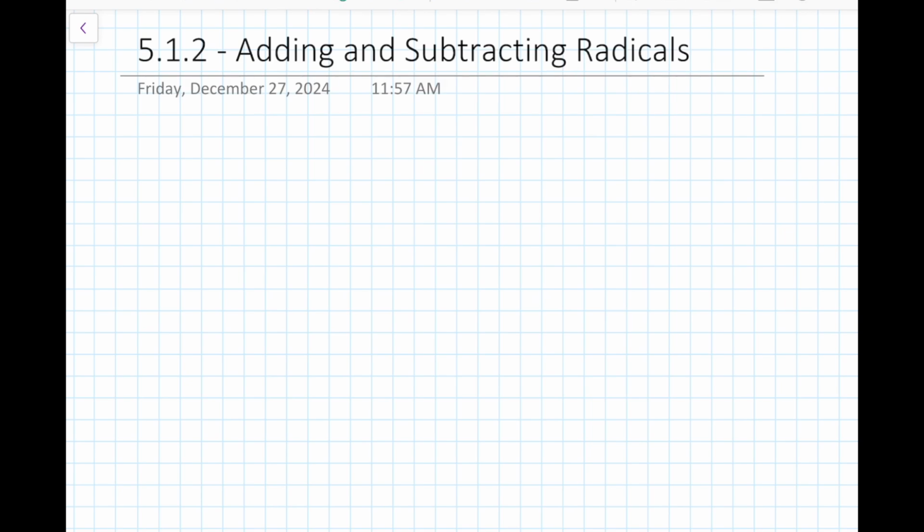A lot of this chapter focuses on doing your basic operations with radicals: adding, subtracting, multiplying, dividing, whatever. We're going to start with adding because it's the easiest. So let's say I wanted to add 5 root 3 and 2 root 3.